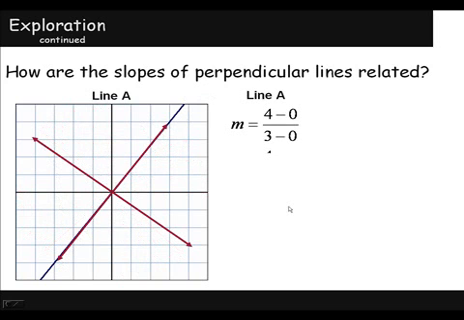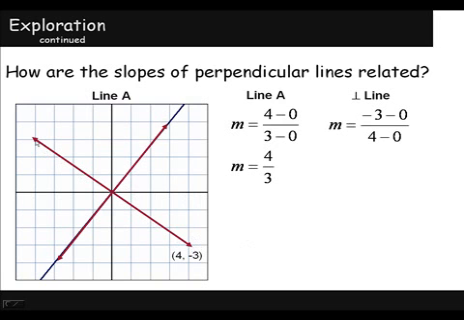Here's just the calculation for line A again. For the other line, we've got the point down here, 4, negative 3, over 4, down 3. We've also got 0, 0, and we used 0, 0. So second y minus first y over second x minus first x. Notice we have a slope of negative 3/4. So we see the same digits here, but in a different order.